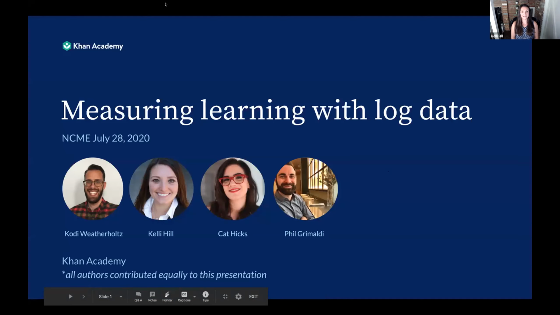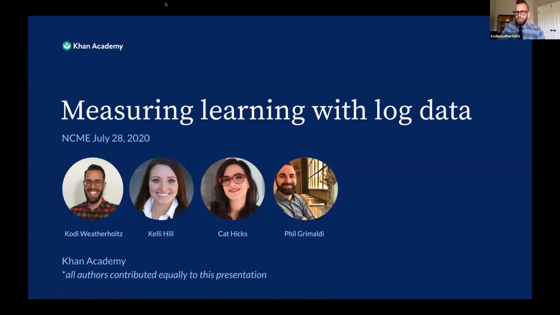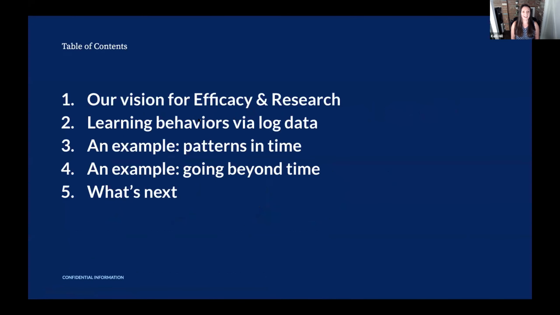Is there a little bit of a lag here? The screen, are the slides available? Yeah, the slides are showing, but they haven't advanced yet. Thank you, there we go.